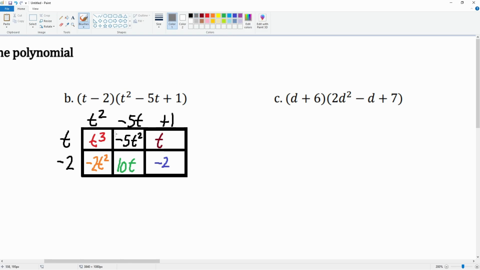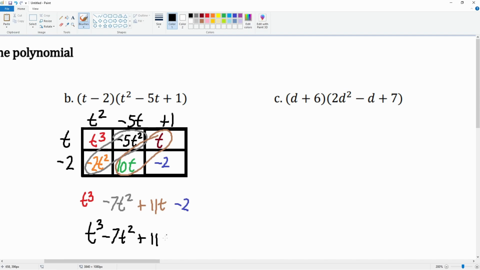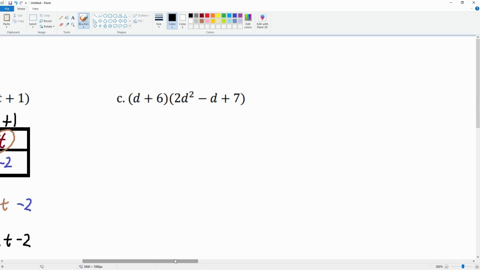All right. Notice these are actually like terms here. Negative 5t squared and negative 2t squared becomes, I think, a negative 7t squared. These are also like terms. The t here and the 10t becomes 11t. Okay, bring everything else. So that is the t to the third here, and we have a minus 2 in the end. So the final solution can be written as t to the third minus 7t squared plus 11t minus 2. And now we can do the C one.